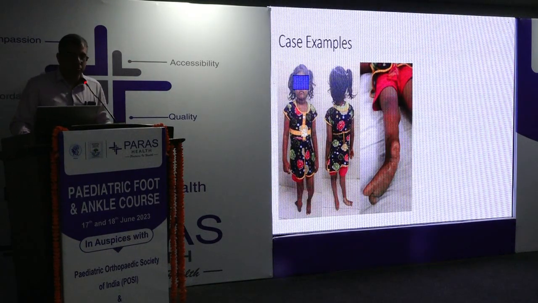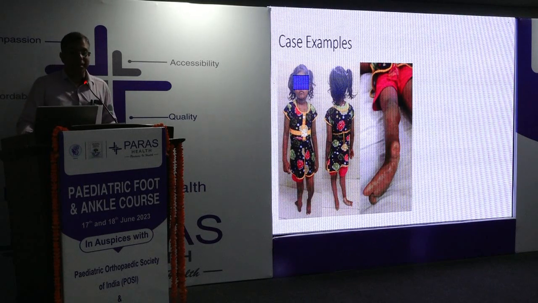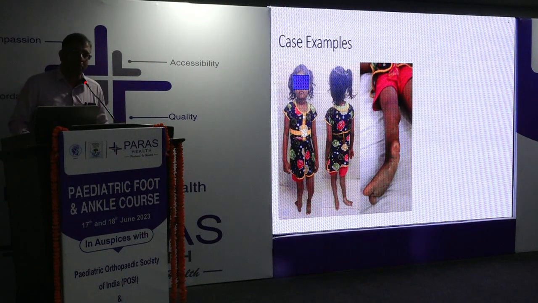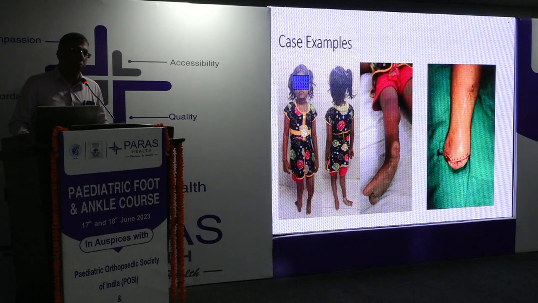Another example, now this was a child who was almost 8 years old, never sought treatment before, came to us, and you can see that she is walking almost on the dorsum of the foot. The ankle is completely dislocated. Now looking at the position of the foot and ankle and also the social condition, the child is coming from a remote area, there is no point in preserving this foot and ankle. What we opted to do here is a Syme's amputation.